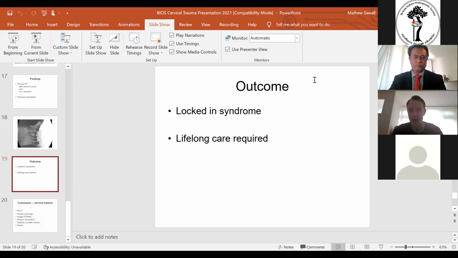And the outcome of this patient was disastrous, just in case any of you are wondering. The patient had locked-in syndrome, meaning the patient was cerebrally okay, but the spinal cord injury was of such severity that the patient had no movement in the arms or limbs, so was literally locked in, requiring lifelong care. But that's an ethical question.